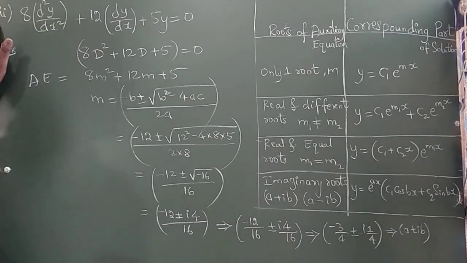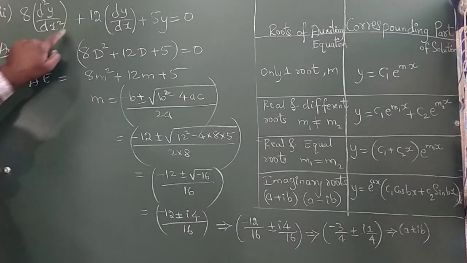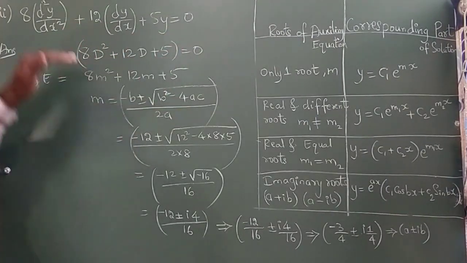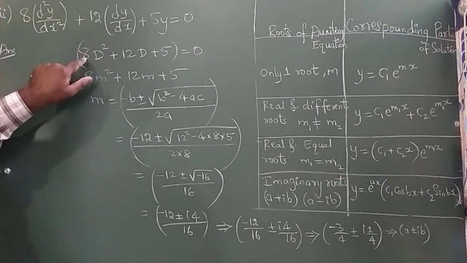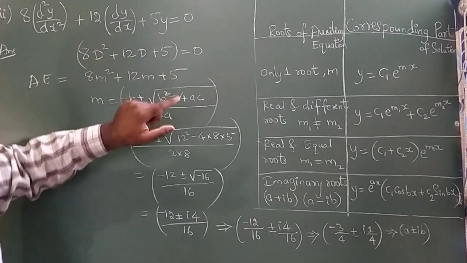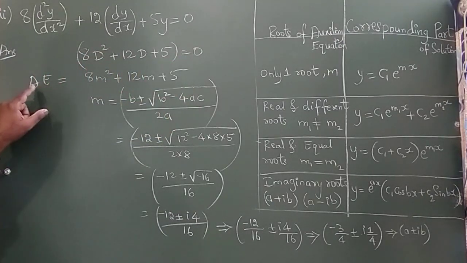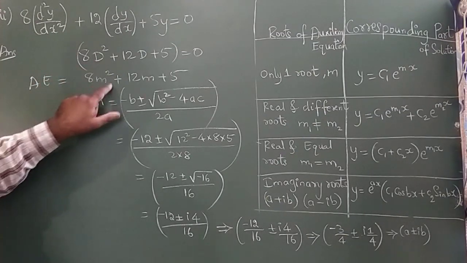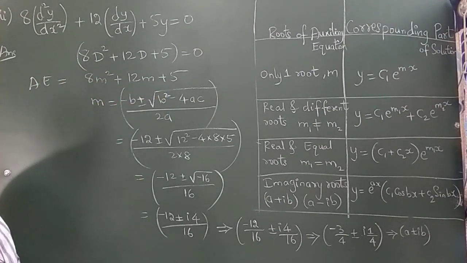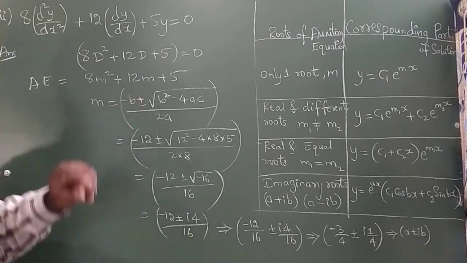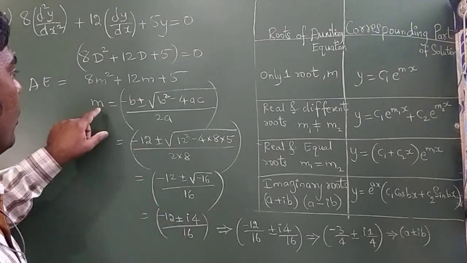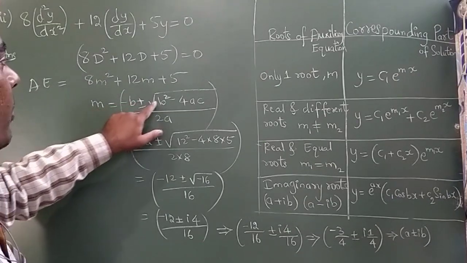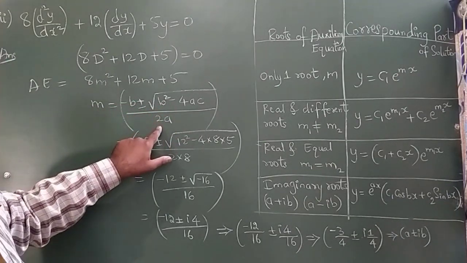Now second question, 8 d square y upon dx square plus 12 dy upon dx plus 5y is equal to 0. As I have told you, we need to write 8 d square plus 12d plus 5 is equal to 0. Again in the auxiliary equation form, I will write m in place of d. So 8m square plus 12m plus 5. So this cannot be solved by simple factorization. So we need to use this formula, m is equal to minus b plus or minus square root of b square minus 4ac upon 2a.